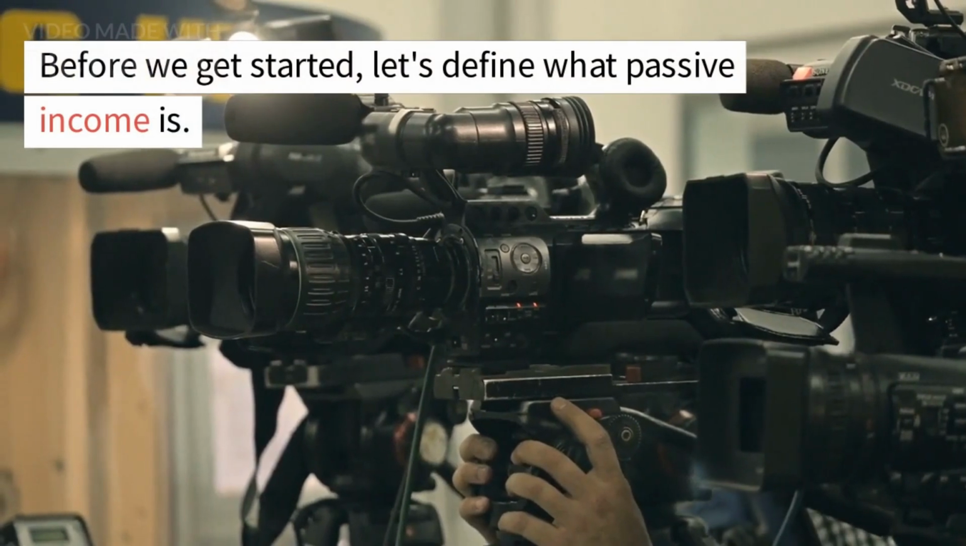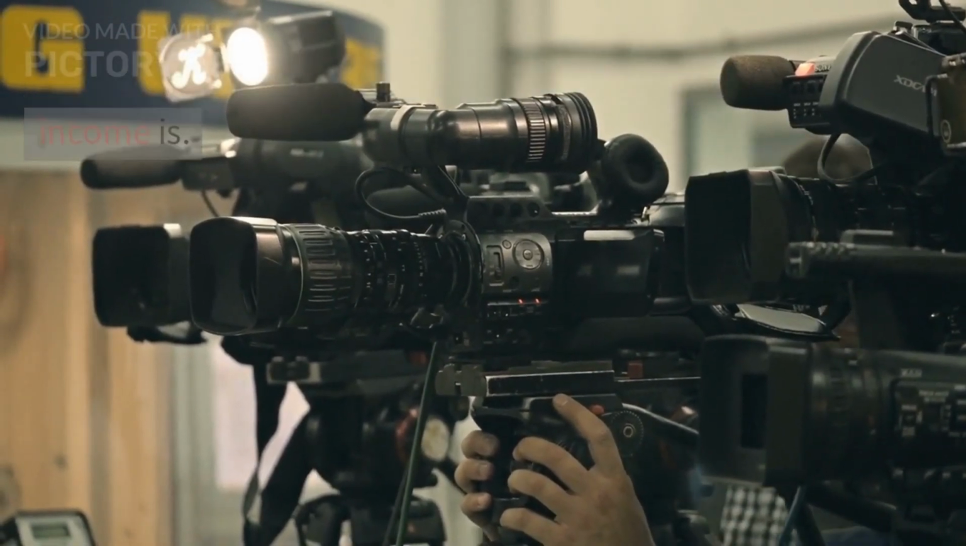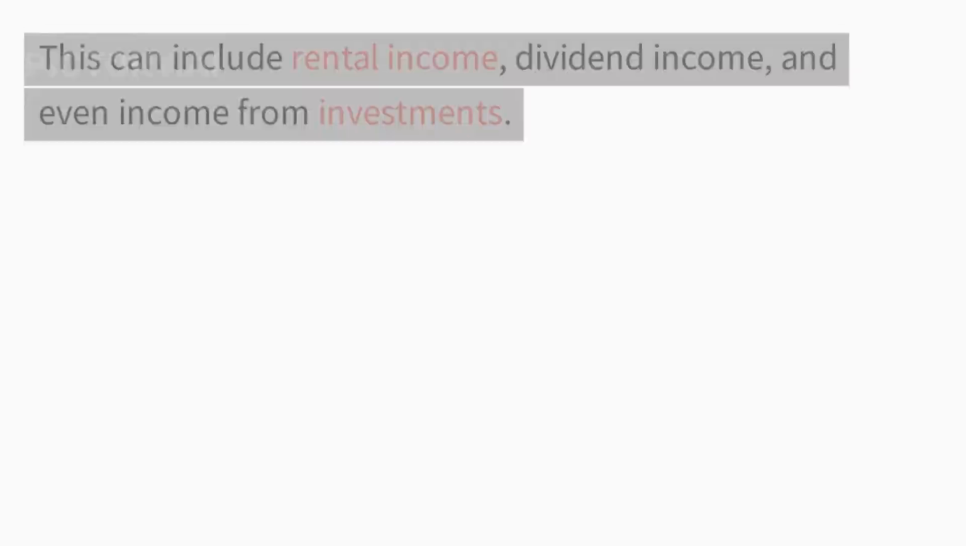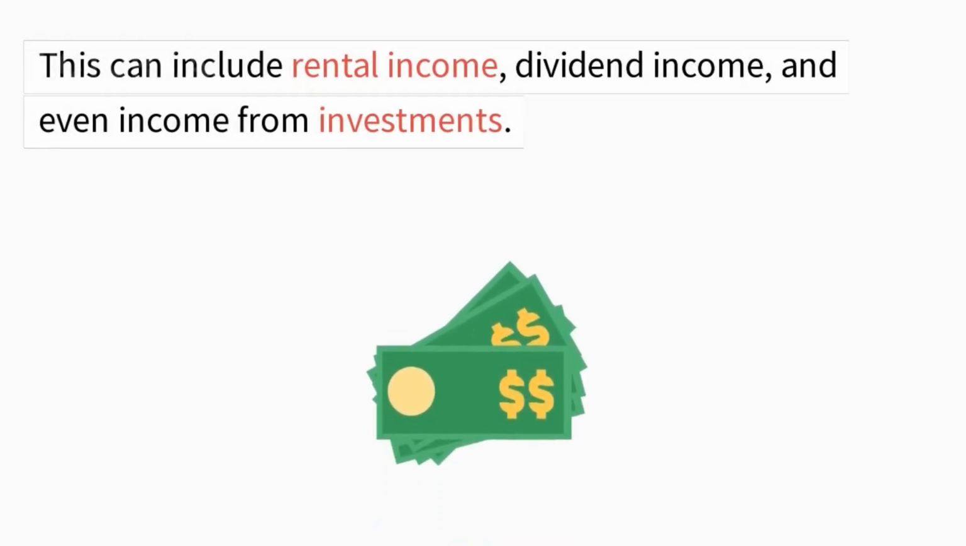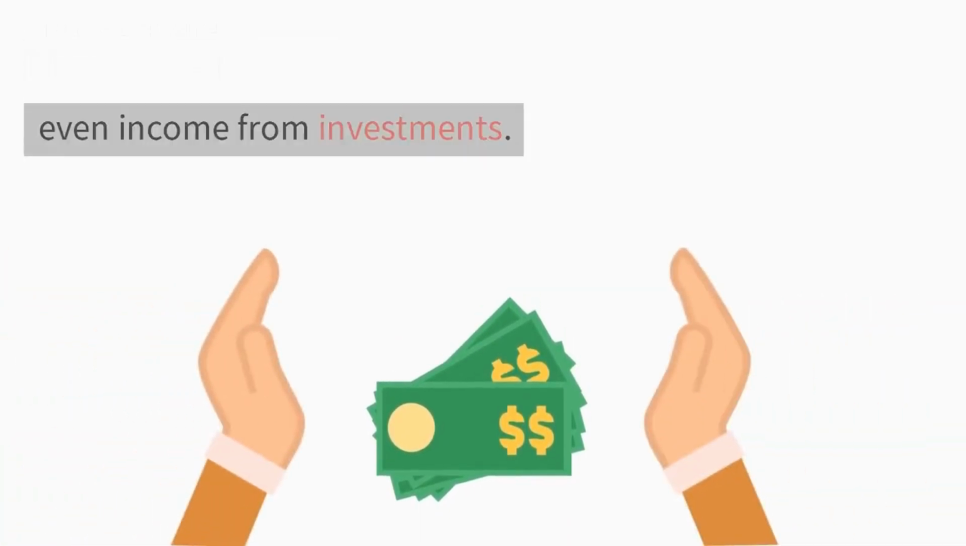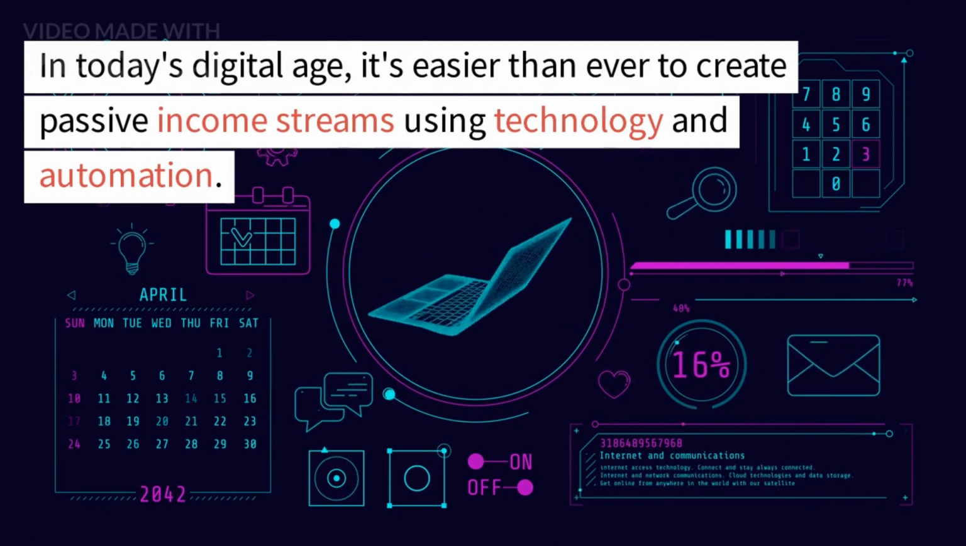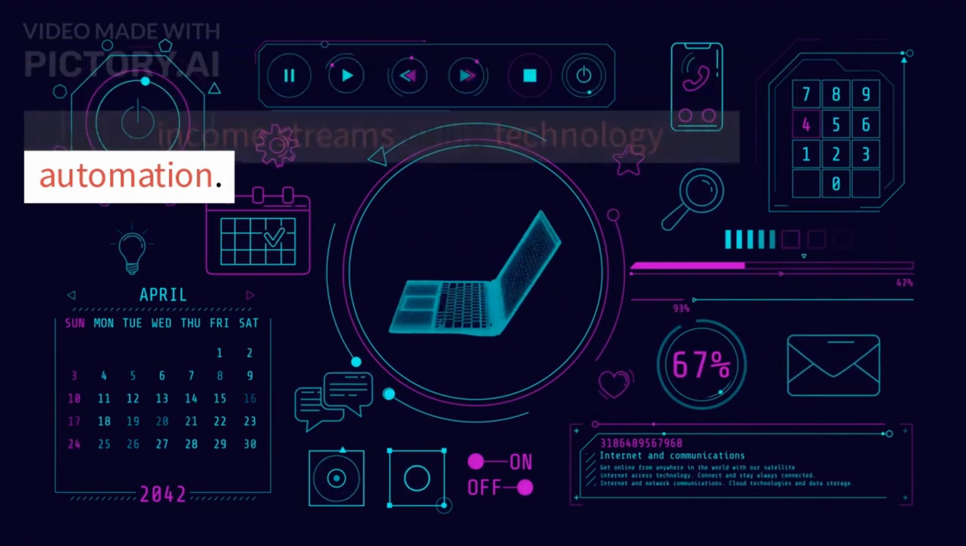Before we get started, let's define what passive income is. Passive income is money earned without actively working for it. This can include rental income, dividend income, and even income from investments. In today's digital age, it's easier than ever to create passive income streams using technology and automation.